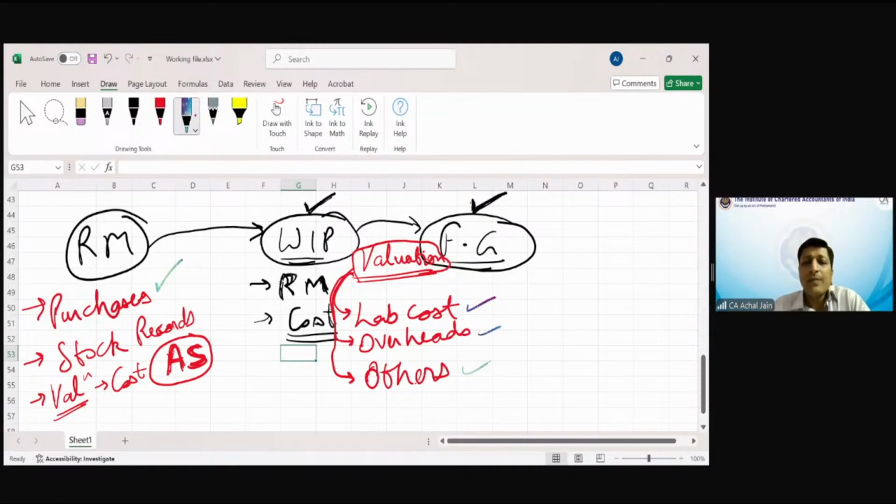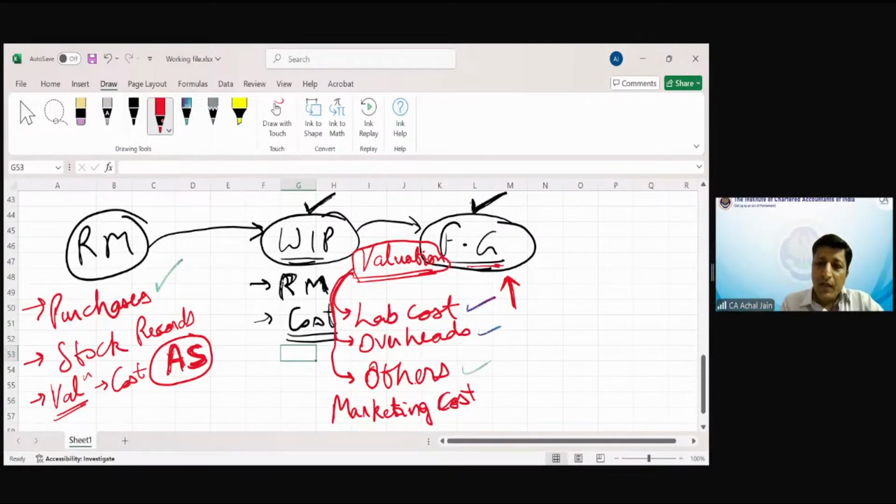Now tell me one thing. Let's suppose some marketing expenditure has been done by the company for launching a new product. So let's suppose this finished good which is getting manufactured, we are talking about this finished good. Let's suppose it's a new product. Company has been spending significant cost on its marketing. Now in this case, you find that this marketing cost is also included in the cost of the finished good.